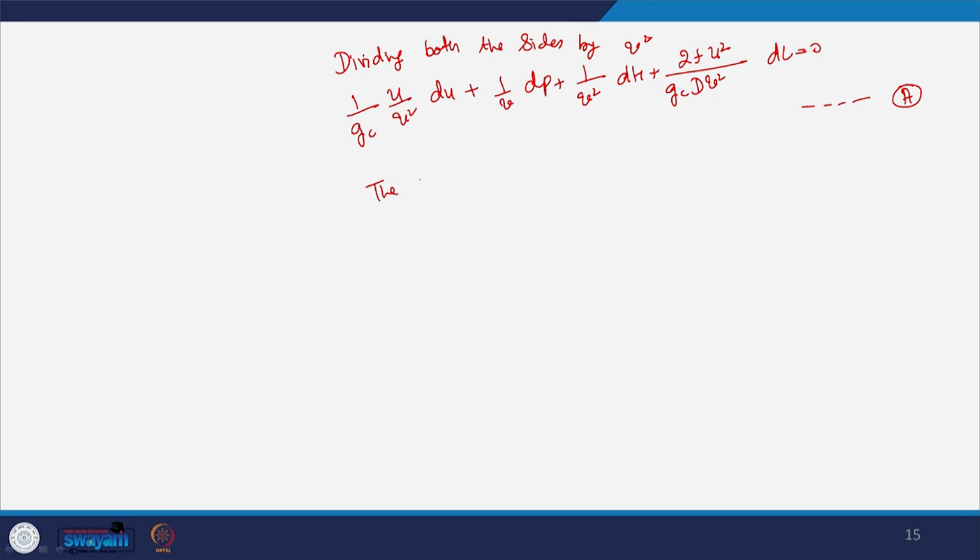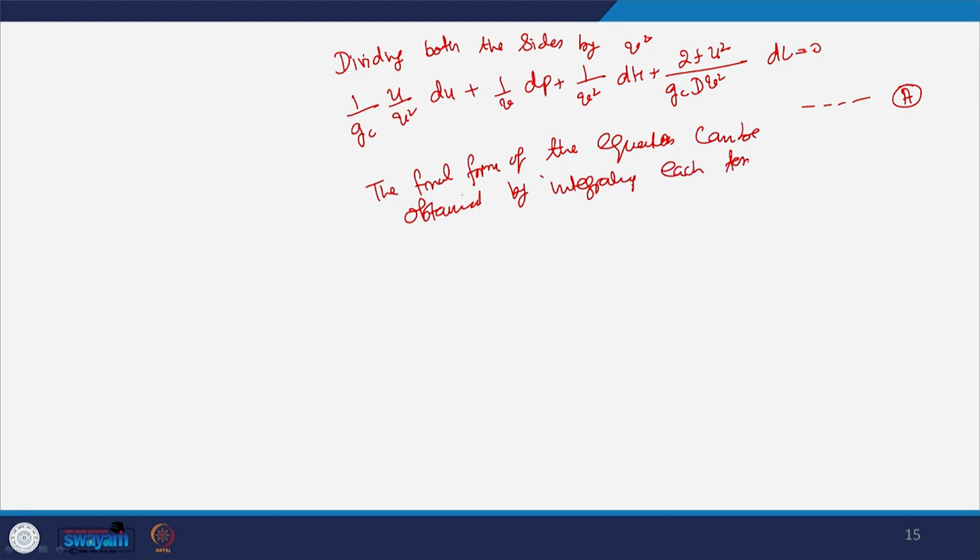The final form of the equation can be obtained by integrating each term by assuming u upon V is equal to m upon A is equal to c, and that is constant.